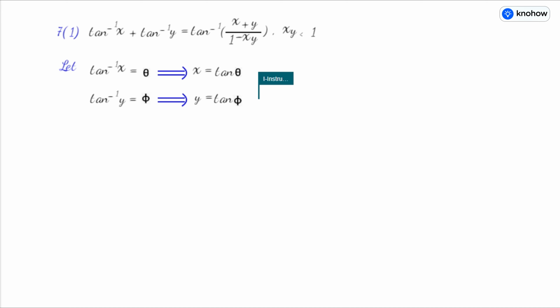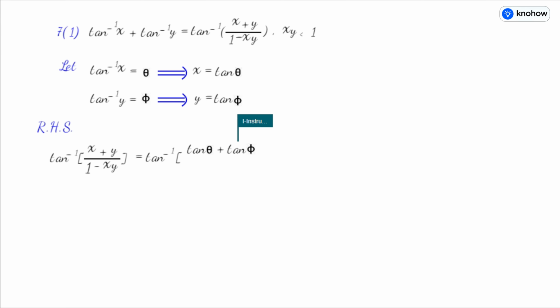Now take the right hand side of the result to be proved. That is tan inverse of x plus y over 1 minus xy. Substitute the value of x and y. So you get tan inverse of tan theta plus tan phi over 1 minus tan theta tan phi. That's what I was talking of, the trigonometric formula. Which trigonometric formula is this? Tan theta plus tan phi over 1 minus tan theta tan phi. It is tan A plus B type. So you get tan inverse of tan theta plus phi.